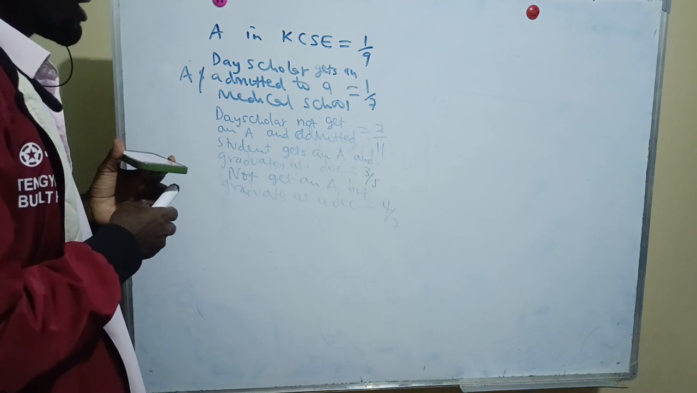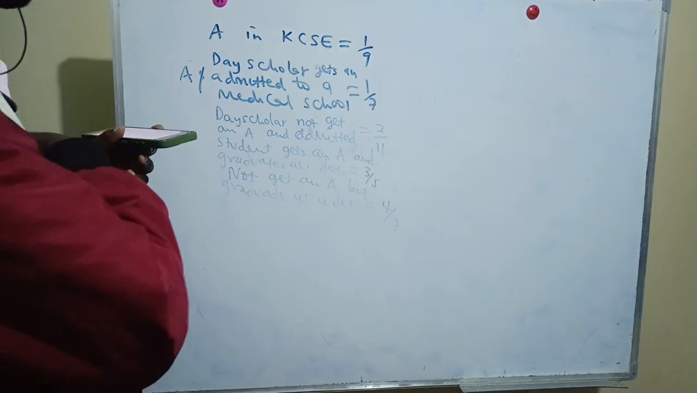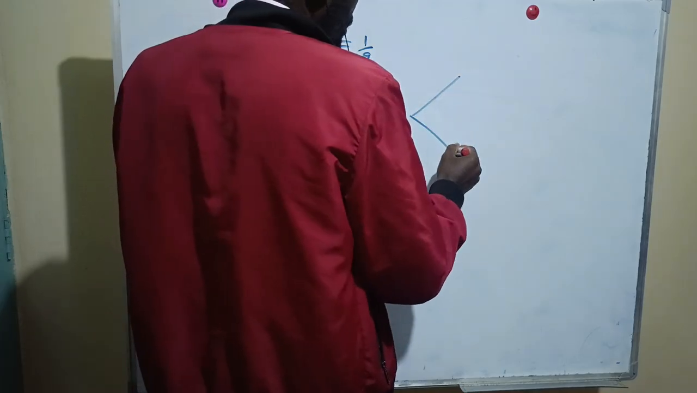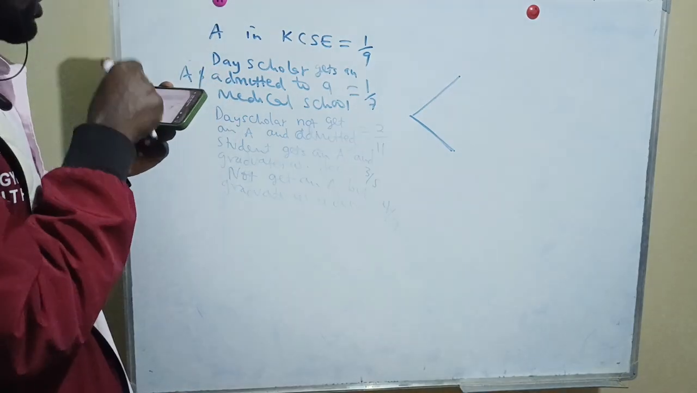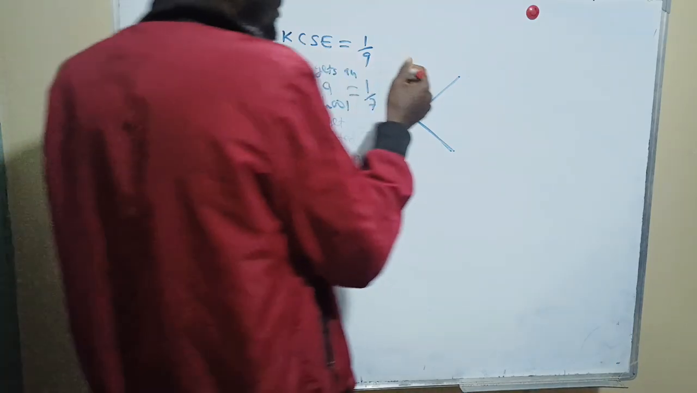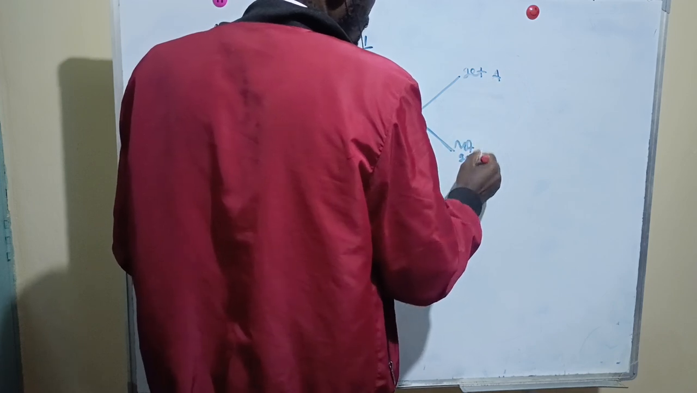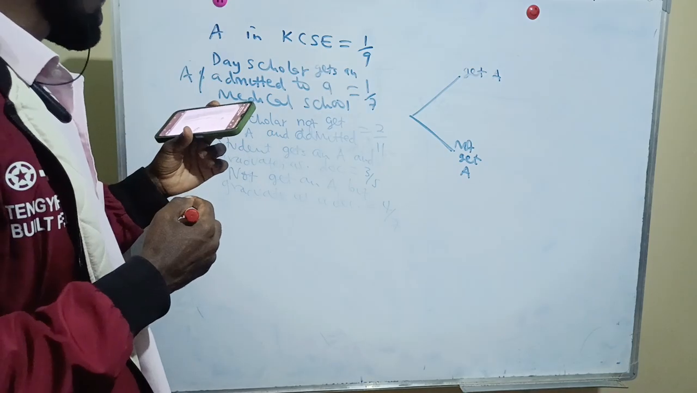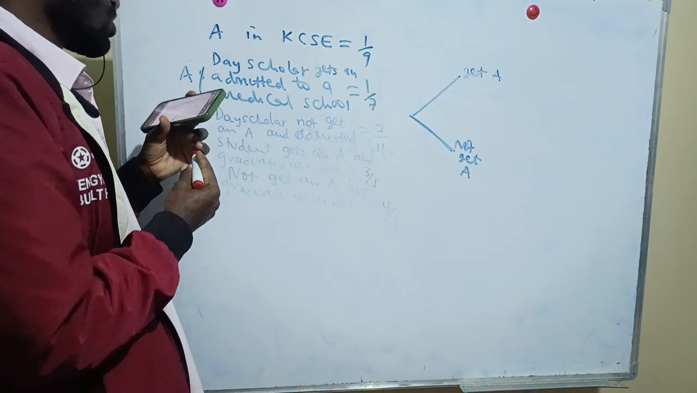So then I'm supposed to first prepare a tree diagram for all this information before I can even start answering the questions thereafter. So we are supposed to have this as our tree diagram, correct? I'm going to look at the first information. They are saying the probability that a student in a day school gets grade A. So, get A here, not get A. You are assuming that this student is in a day school and gets an A. The probability is 1/9.